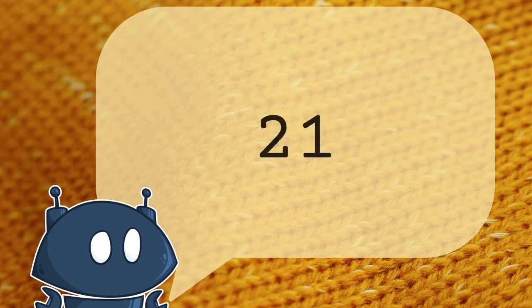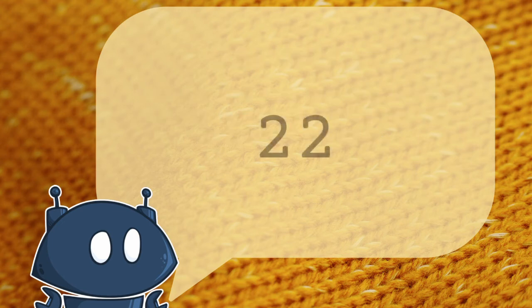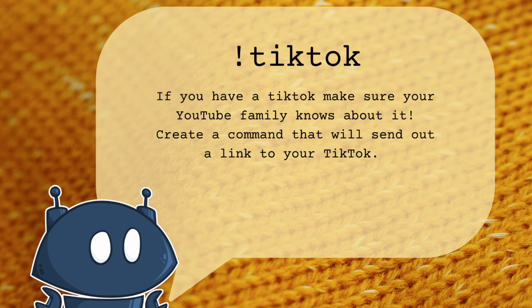Number 21, schedule. If you have a set schedule, you should program Nightbot with a command letting people know what it is. It's easy, it's fast, it's convenient, you have nothing to lose. Number 22, TikTok. If you have a TikTok, you should have a Nightbot command that lets people know what your TikTok is. TikTok is booming for crafts, and most creators should be taking advantage of it.